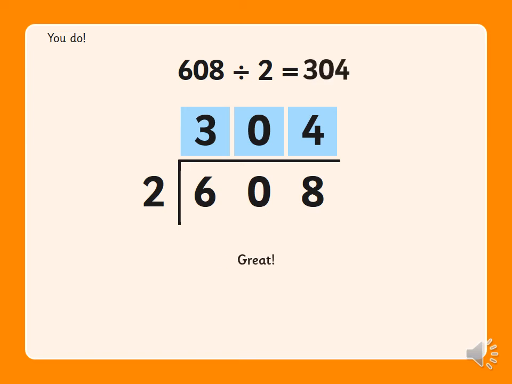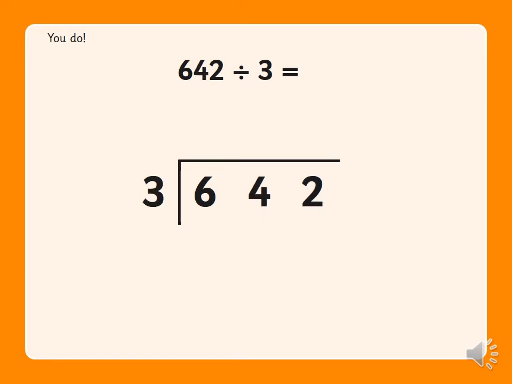Your answer is 304. Now, what I want you to do again is pause the video and have a go at this question all by yourself. Pause it for a minute or two, however long you think you need, and then continue the video. Okay, so 3 goes into 6 how many times? Let's count up in 3's. 3, 6. 2 times. Excellent.